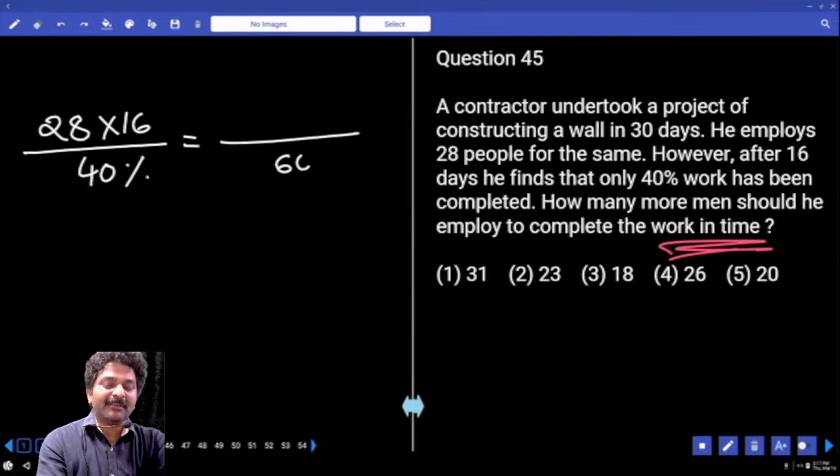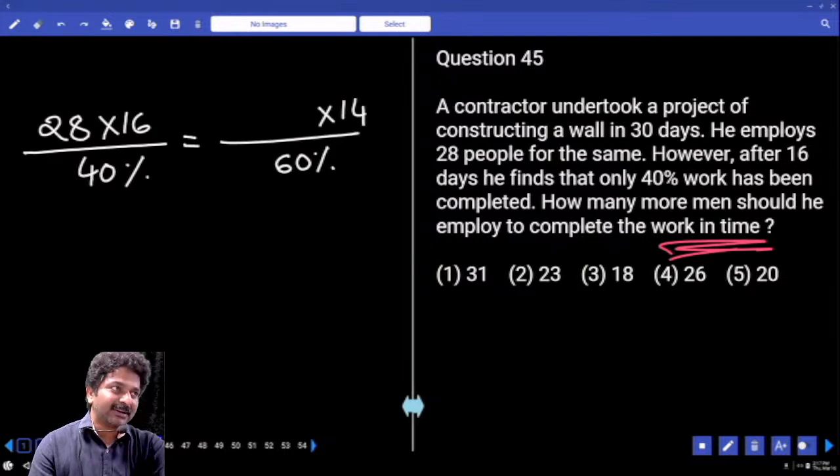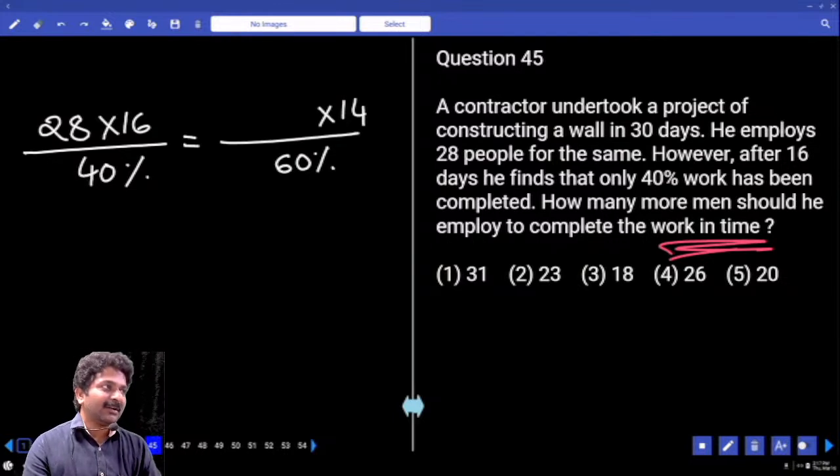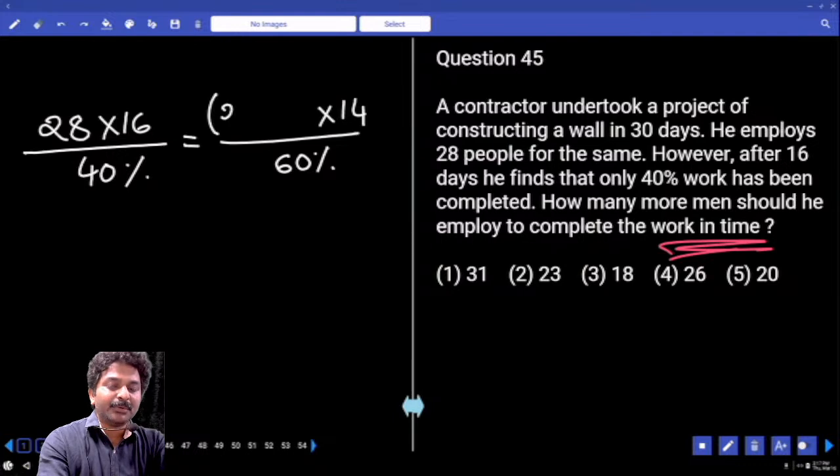W2, what is the remaining work? 60%. How many remaining days we have? 14 days only, because 30 days is the total time and 16 days are already over. Correct. Now we need to increase the number of men. Already we have 28 men. Now to that, x people are adding.